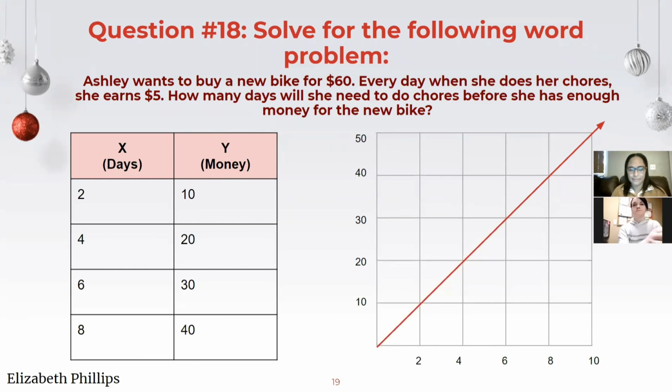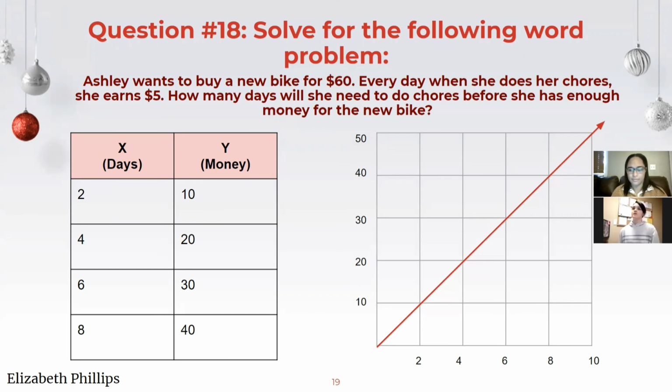Since she needs $60, we can look at our chart. Our money is going up in intervals of 10 for every 2 days that she works. So if she works 8 days and has $40, we can assume that if she works 10 days, she'll have $50. And the next step in our sequence would be that if she were to work 12 days, she would have $60. We can fill out the rest of our chart and eventually get up to 12 days being $60.